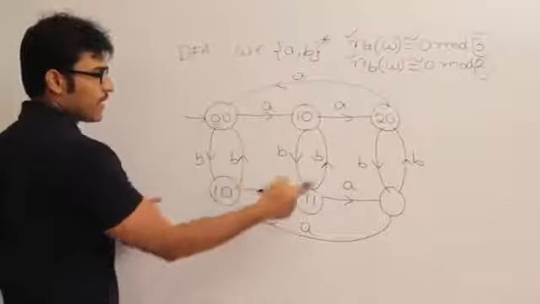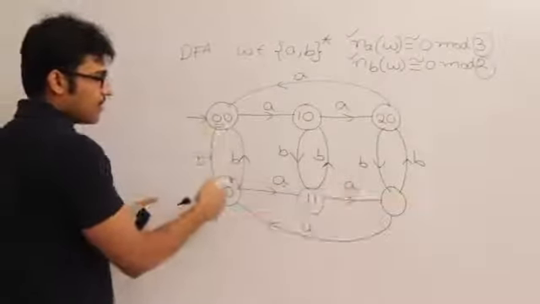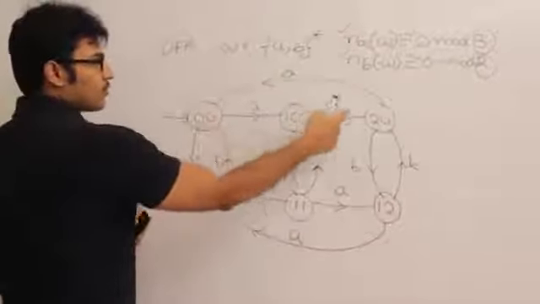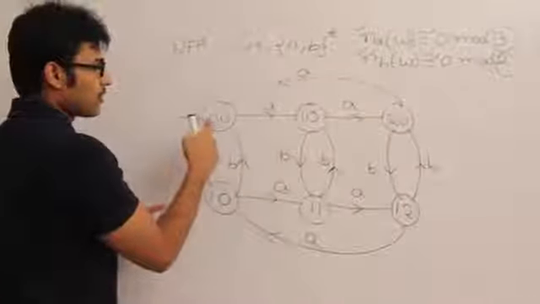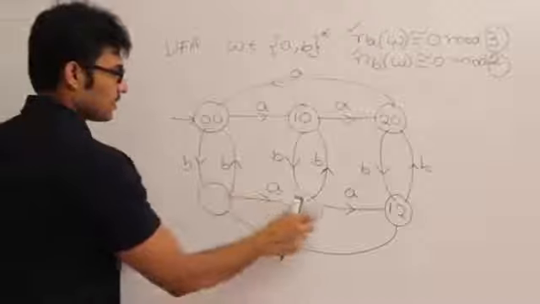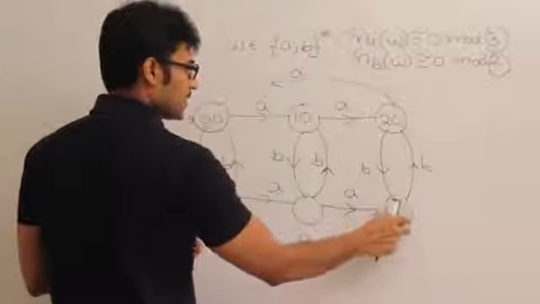1b, 1a, and this state indicates 1b, 2a's, 1b, or let's write the number of a's first instead. So I am going to write the number of a's first and then the number of b's.